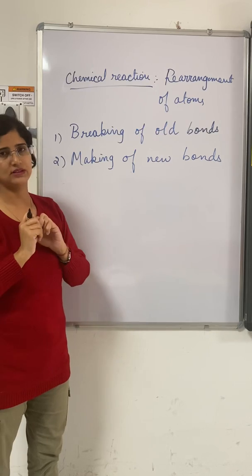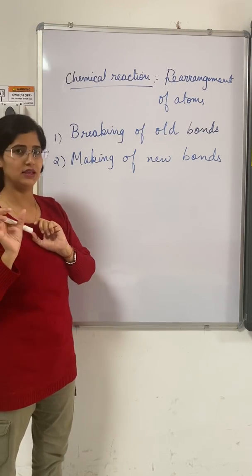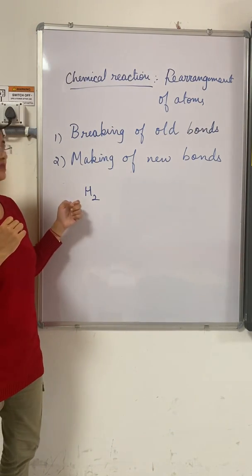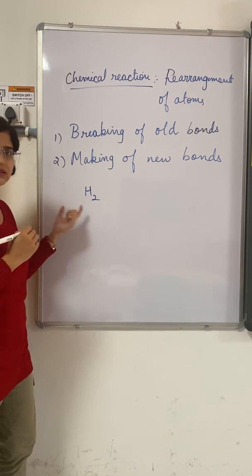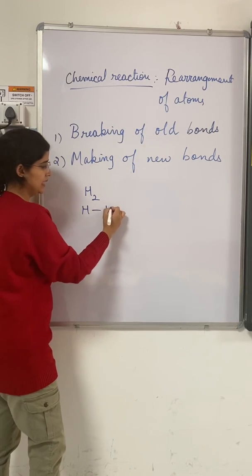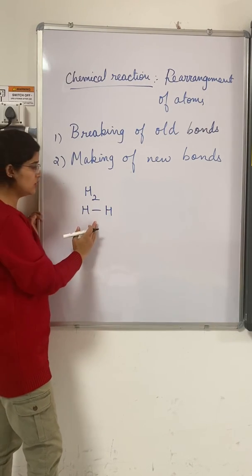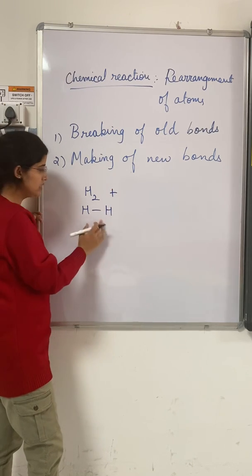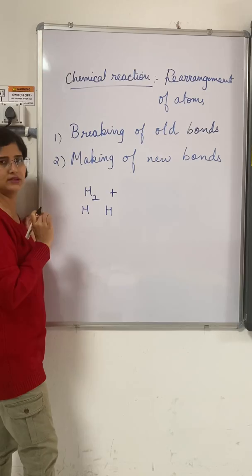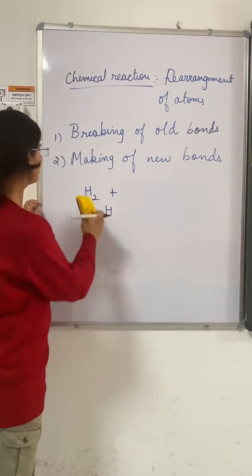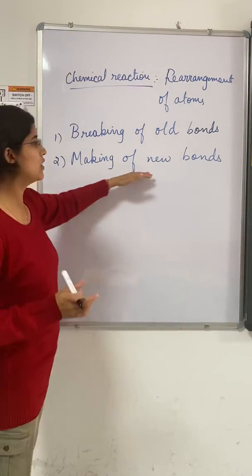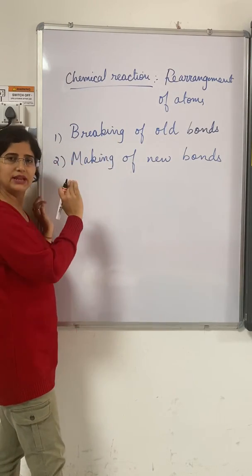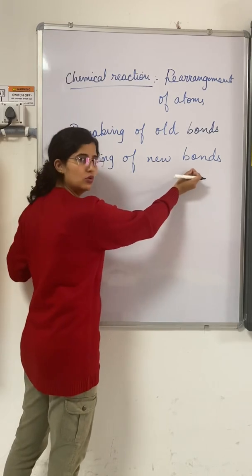So in a chemical reaction, what happens? Atoms rearrange themselves. For example, if we take H2, initially H2 is in the form of a gas. It is attached with another atom of H. So to convert into a product, to take part in a reaction, it needs to break its old bonds. I hope you all are getting it. Second is making of new bonds. So if the old bond breaks, they need to form a new bond.